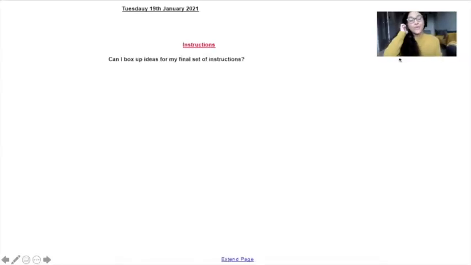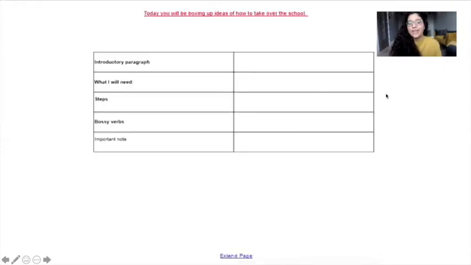Williams class. For your English lesson today, the learning objective is, can I box up ideas for my final set of instructions? Now today, you will be boxing up ideas of how to take over the school. Now remember, in our box up, the following is expected.